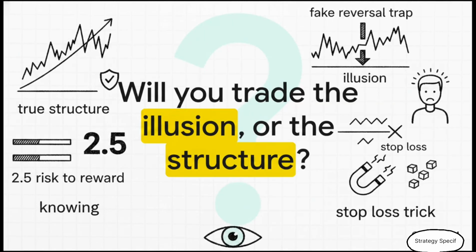So we've covered validating true structure, waiting for supply and demand zones, strictly enforcing a 2.5 risk to reward, and exploiting the stop loss trick. So I'll leave you with this provocative thought as we wrap up this explainer. Knowing how the majority of traders fall for the fake reversal trap, are you going to keep trading the illusion? Are you finally ready to ditch the fake outs and trade the true underlying structure?